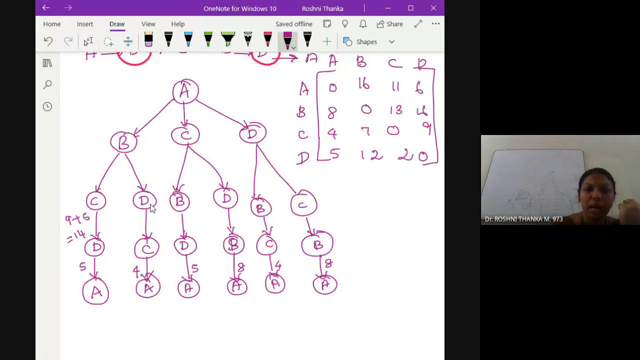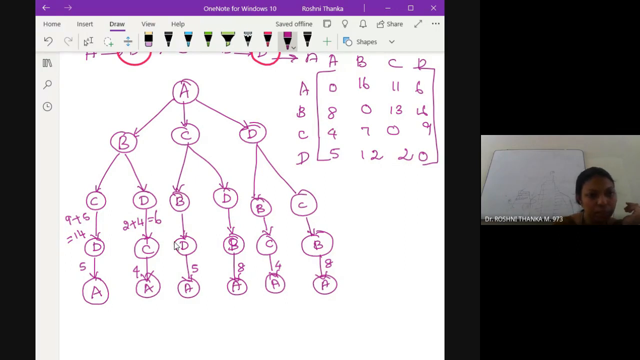Similarly here, we want to find the cost of moving from D to A. C to A is already found. We want to find D to C. If you find D to C, the cost is 2, plus the cost of moving from C to A, which we already know is 4, which is equal to 6. Okay.